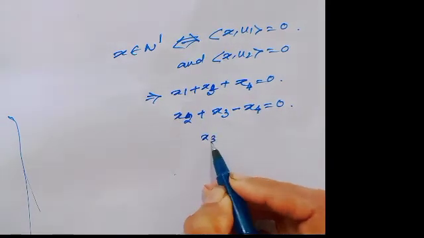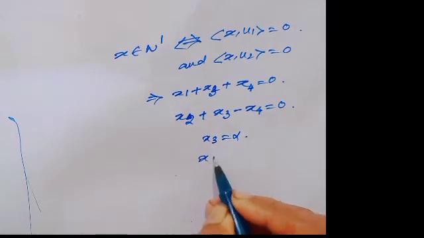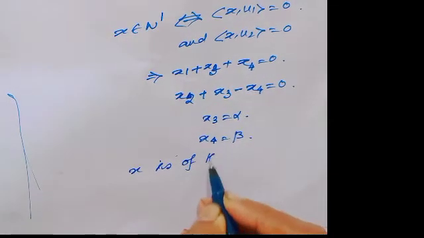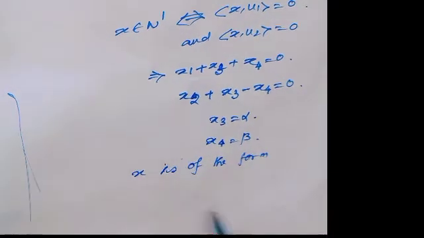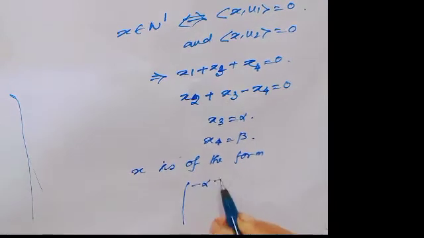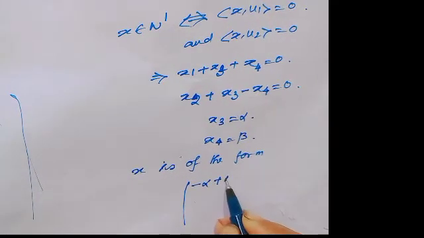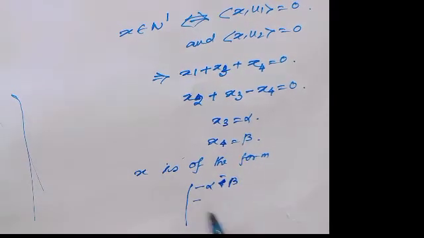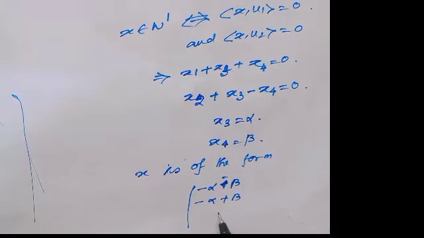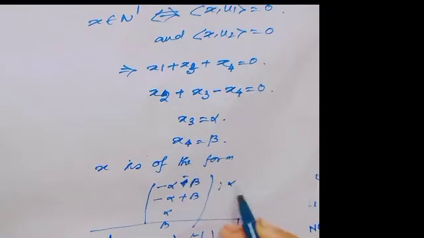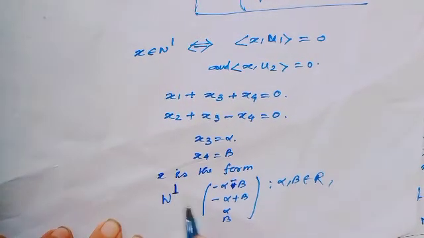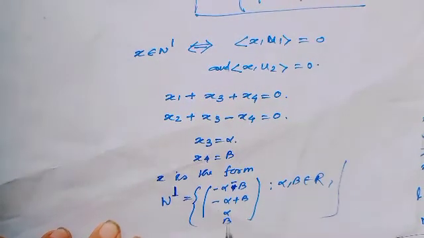Consider x3 equal to alpha and x4 equal to beta. Therefore, x is of the form (minus alpha plus beta, minus beta, minus alpha plus beta, alpha, beta). Obviously alpha and beta belong to R. That means obviously W perp contains such type of set.